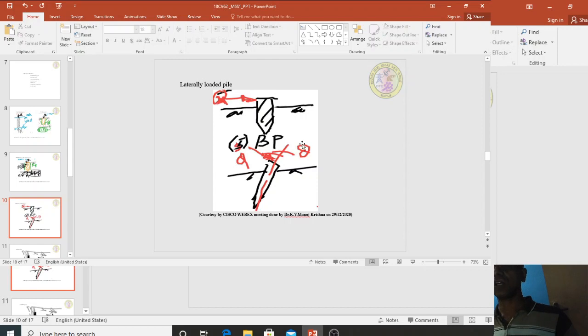Next, if a pile is inclined, suppose a chimney is designed, or some high-rise structure has to be constructed, then inclined piles have to be driven. So there we go for a batter pile. A batter pile means the angle made by the vertical axis with respect to the load application, theta, will be taken into account in the design.